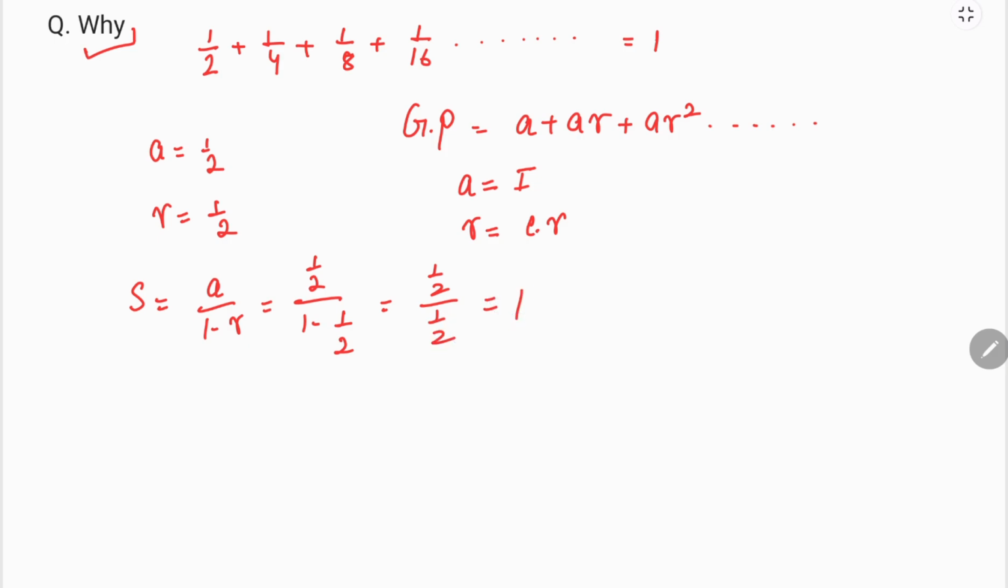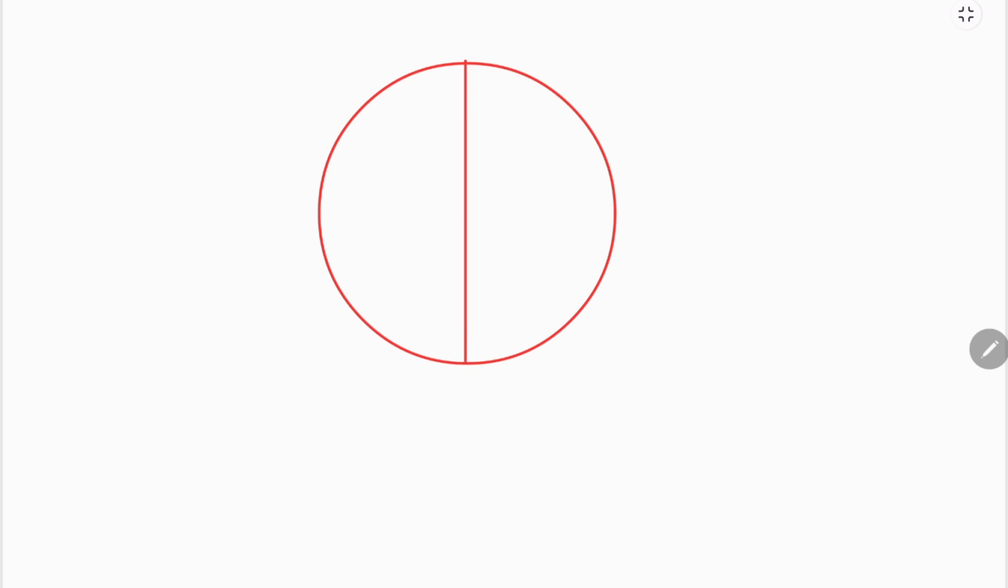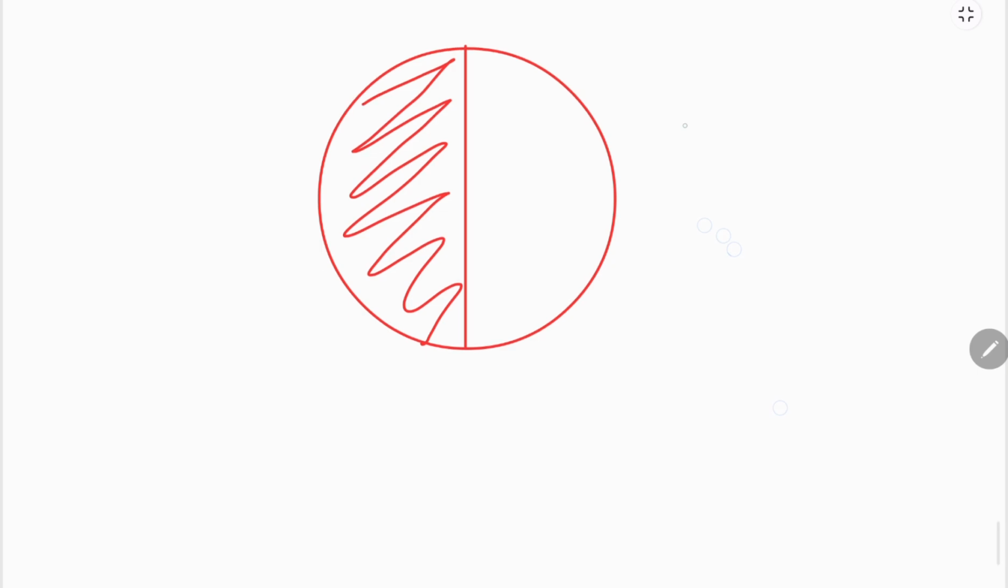But this is mathematically, but we should also understand this thing. So let us suppose that you have a circle, a complete circle. A chapati you can say, or a bread you can say. Suppose you have a circle, so if I divide it in half, this is 1 by 2. This is the first term of that series, right?